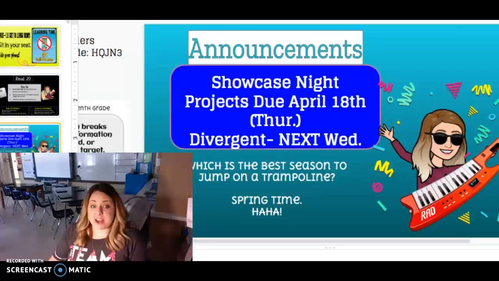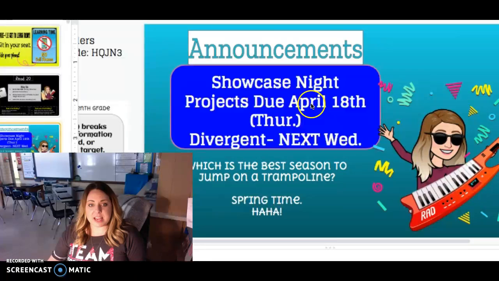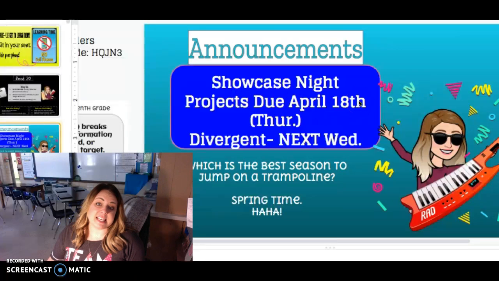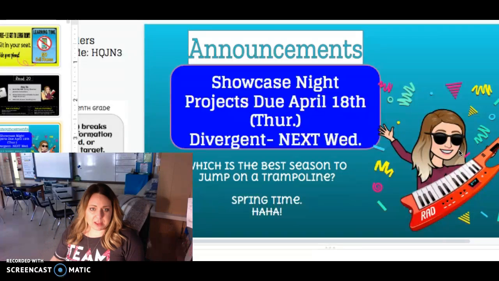I'm recording this right now just in case I'm not here tomorrow. I wanted to make sure that you saw a couple of announcements. One of them being that your showcase night projects are due on the 18th, which is this Thursday. So you've got to make sure that you get that template filled out with the QR code and a picture of you and that sort of thing.